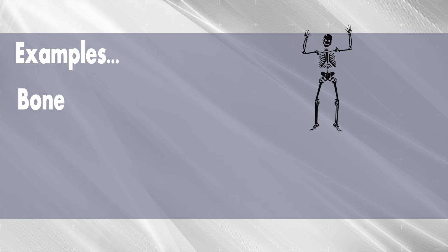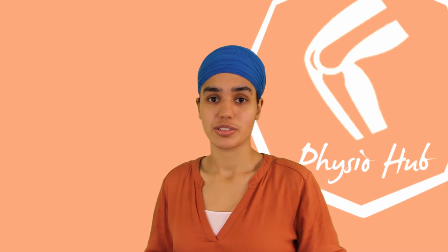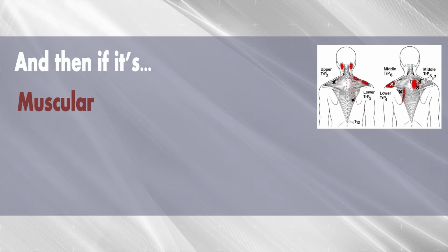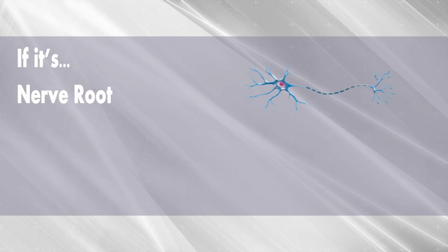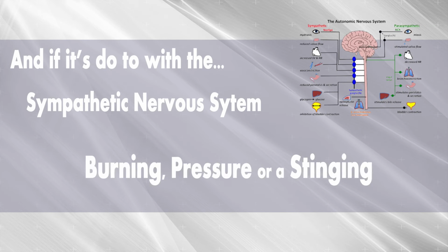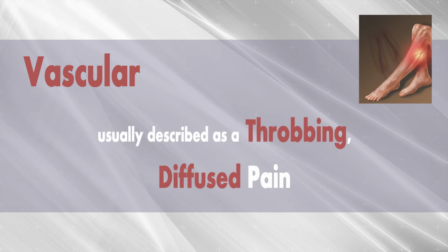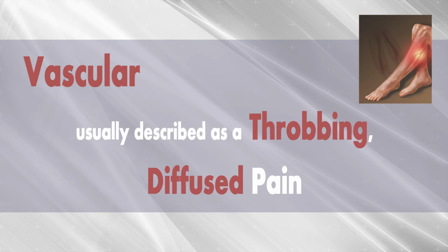And now we move on to what type of pain it is. Here are a few examples. If it's associated with bone, patients usually say a deep, nagging, dull ache. They can sometimes refer to it as a toothache. If it's muscular, again, they can describe it as a dull ache. If it's nerve root, they'll say sharp, shooting, electric shock pain. And if it's to do with the sympathetic nervous system, burning, a pressure or stinging. And lastly, vascular is usually described as a throbbing, diffused pain.